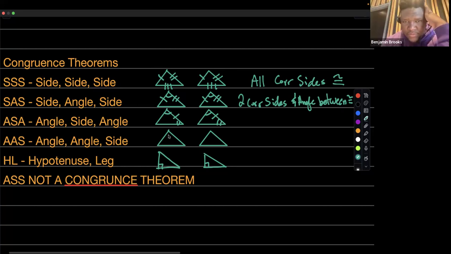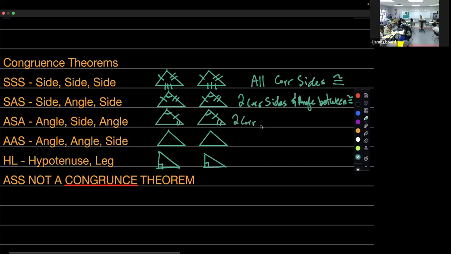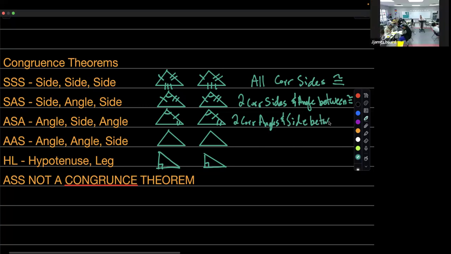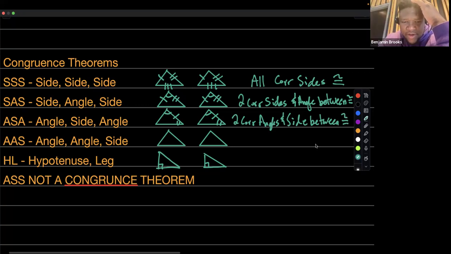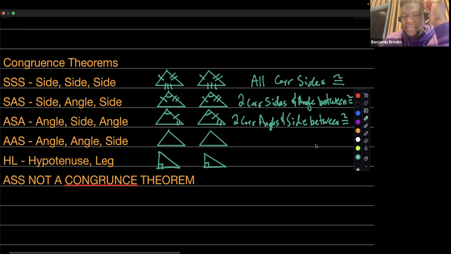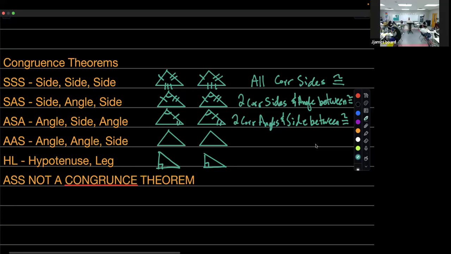That's it. You have two corresponding angles and the side between them is congruent. You see what I'm saying? That's what I was asking. Go ahead and put these diagrams in your notes, guys. You're going to need all of this. Like I said, I'm not expecting you to memorize it, because if you have it in your notes and we say, hey, use your notes, you'll be fine.